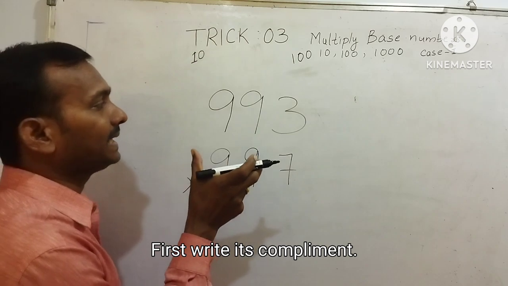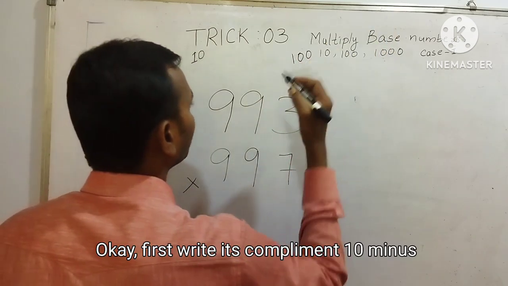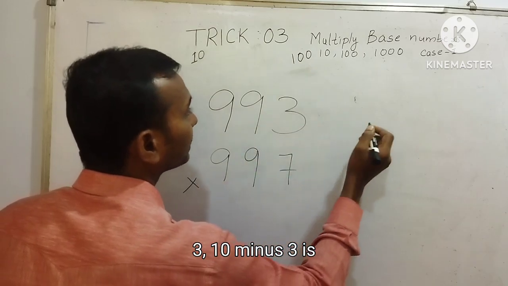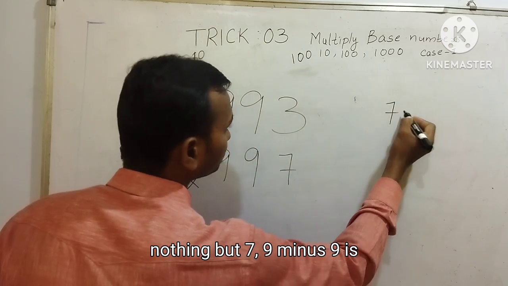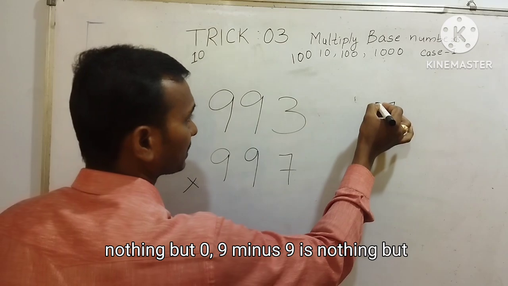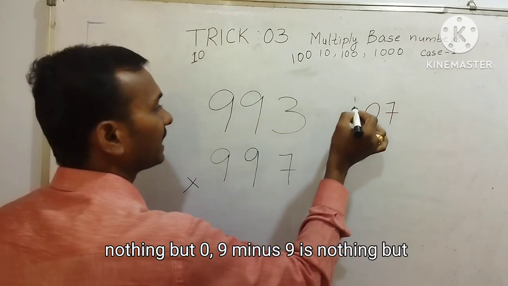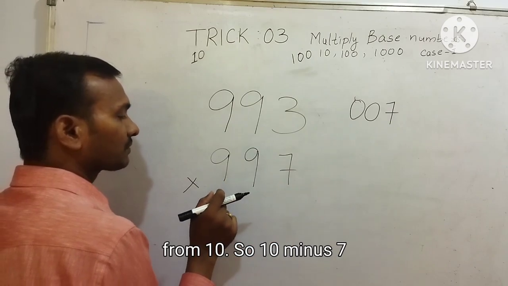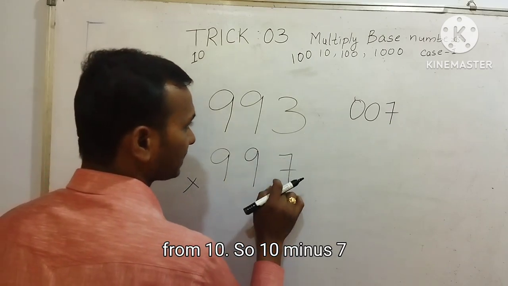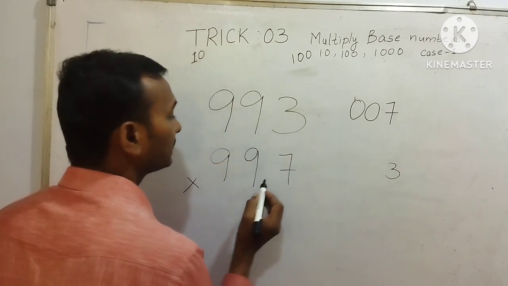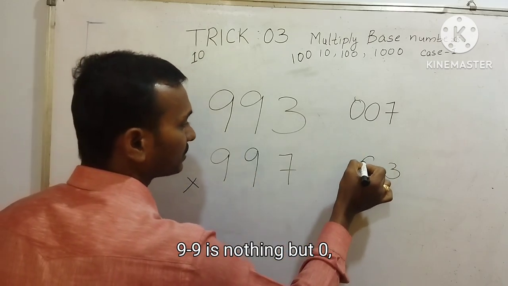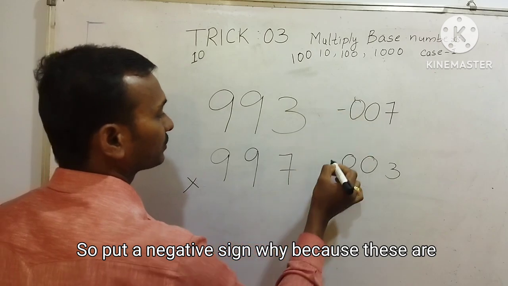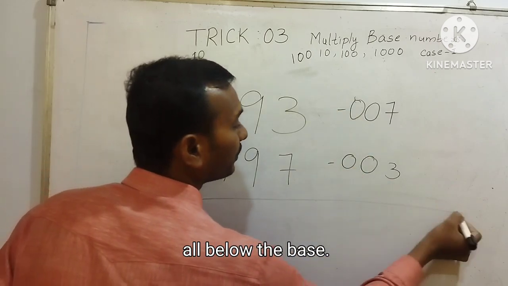Multiply 993 with 997. First write its complement. 10 minus 3 is nothing but 7. 9 minus 9 is nothing but 0. 9 minus 9 is nothing but 0 again. All from 9, last from 10. So 10 minus 7 is nothing but 3. 9 minus 9 is nothing but 0. 9 minus 9 is nothing but 0. So put a negative sign. Why? Because these are all below the base.